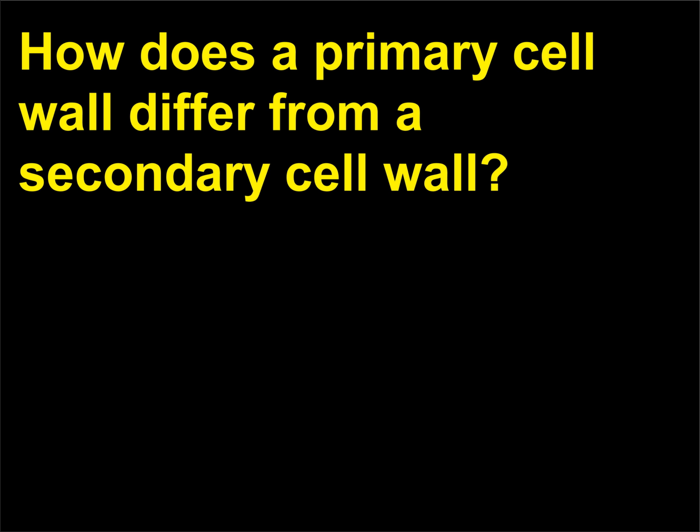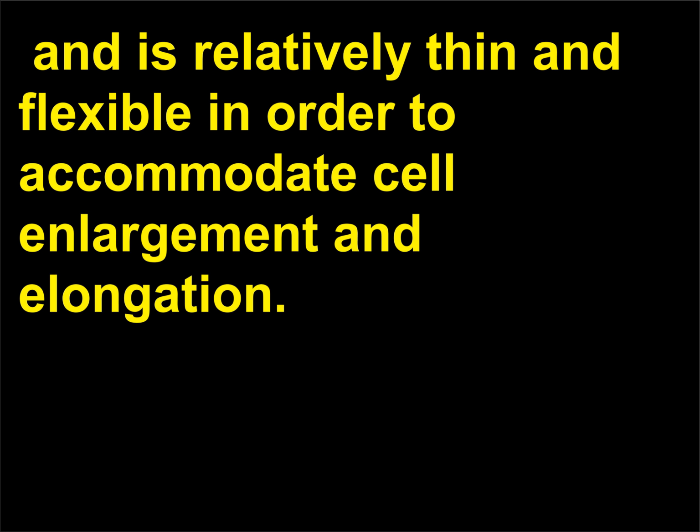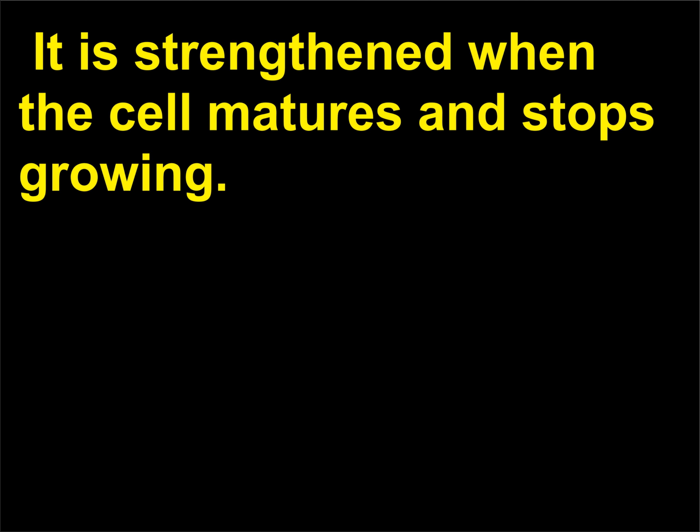How does a primary cell wall differ from a secondary cell wall? A primary cell wall is laid down during cell division and is relatively thin and flexible in order to accommodate cell enlargement and elongation. It is strengthened when the cell matures and stops growing.